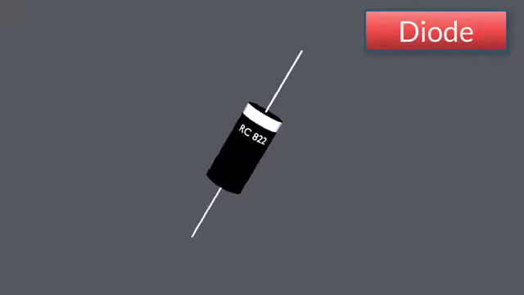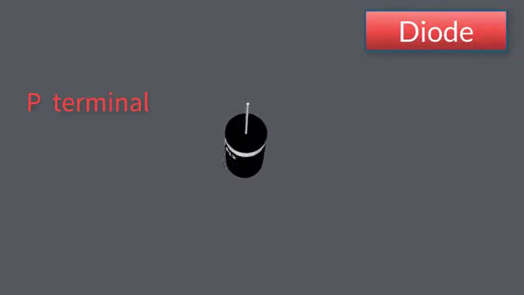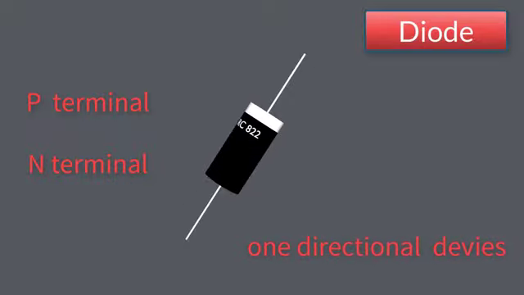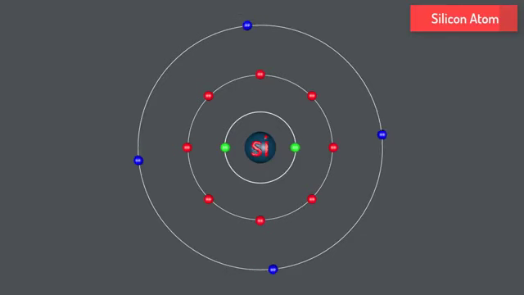A diode is a two-terminal device. One is the P-terminal, and the other is the N-terminal. It allows electric current in one direction and blocks electric current in the other direction. The P-type terminal and N-type terminal are formed from silicon atoms. We will see how they are formed and how they work.